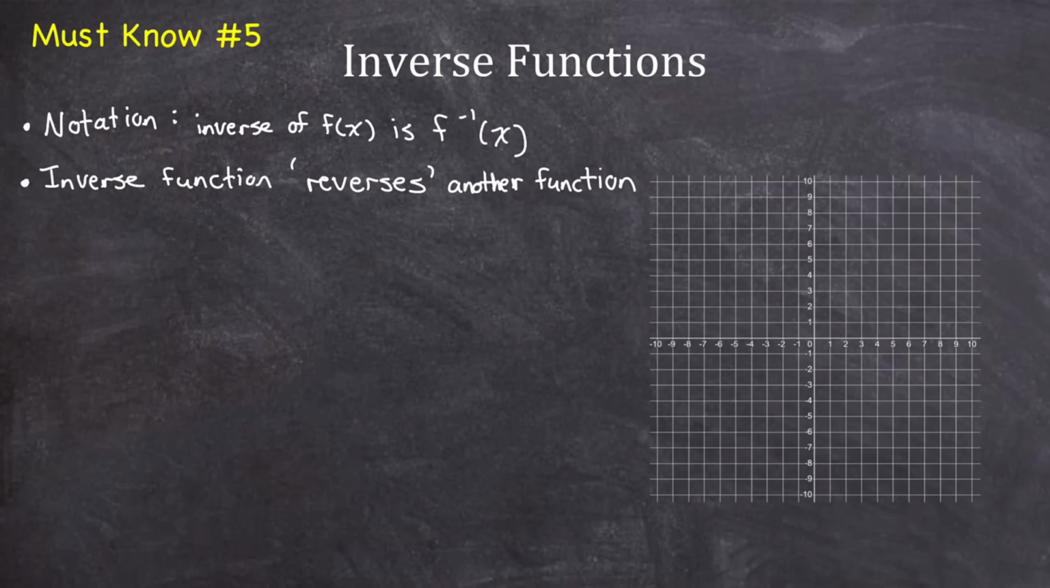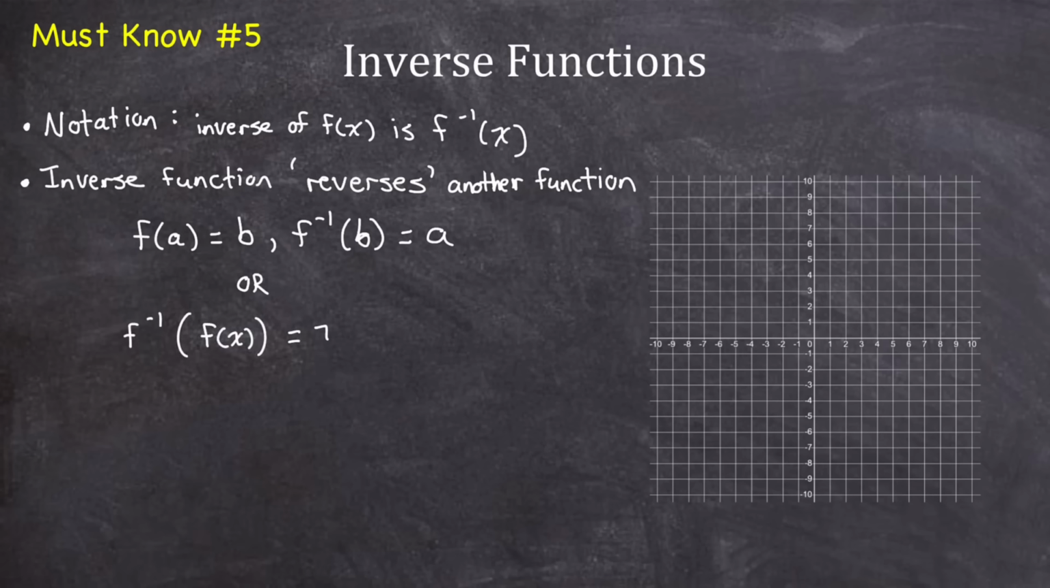For example, if f of a equals b, for an inverse function, the inverse of f at b would actually equal a. Or another way of stating that is that the inverse at f of x is equal to x. And both of these are just different ways of saying the same thing. If I take the output of f of x and I sub it as the input into the inverse function, that inverse function actually outputs to me the original input, x, on the original function. So it just undoes all of the operations that f of x does to x to return just the x value.